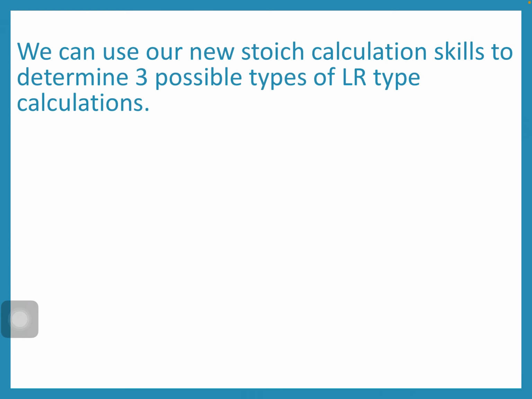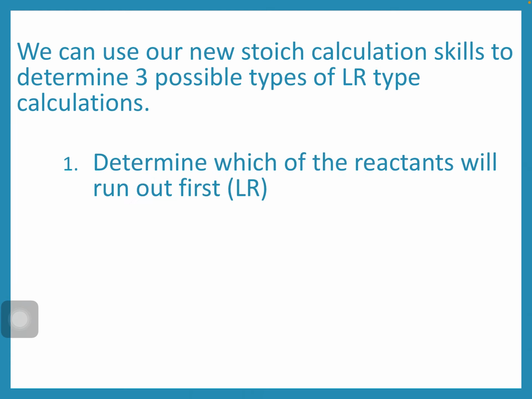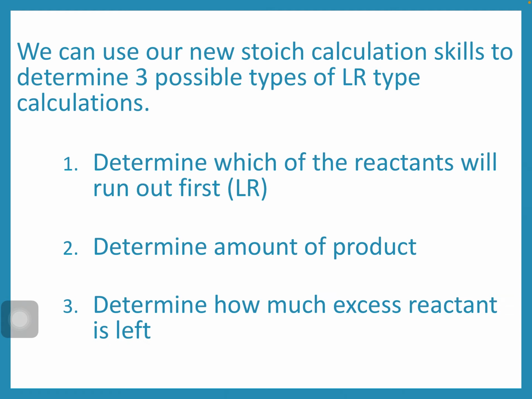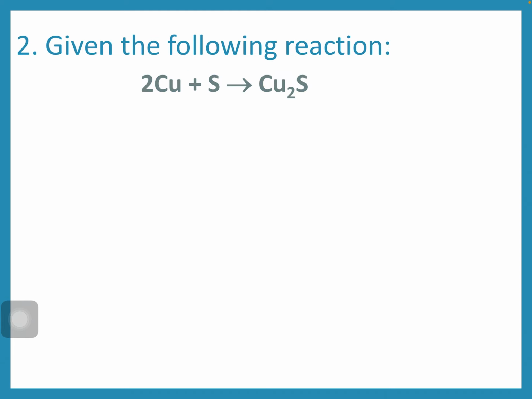So we can use the stoich calculation skills that we learned in the last lesson for 3 different types of limiting reactant calculation. We can figure out which of the reactants is going to run out first. That's our limiting reactant. We can figure out how much product is going to be made from the limiting reactant we have. And we can also determine how much of the excess reactant is left over.